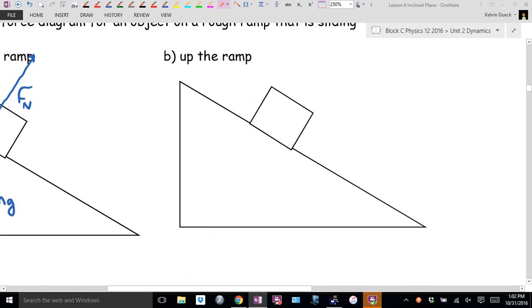What if instead of sliding down, we're sliding up the ramp? Maybe we're pulling it up the ramp. Well, what are the forces acting on this? Get the obvious one.